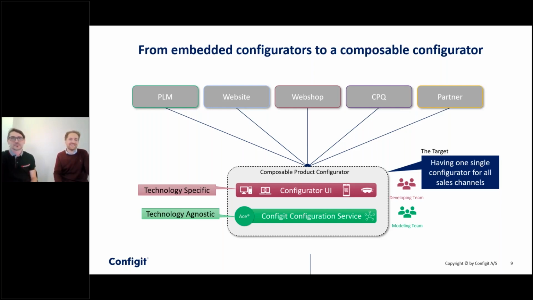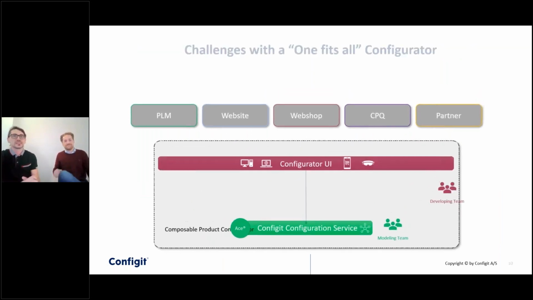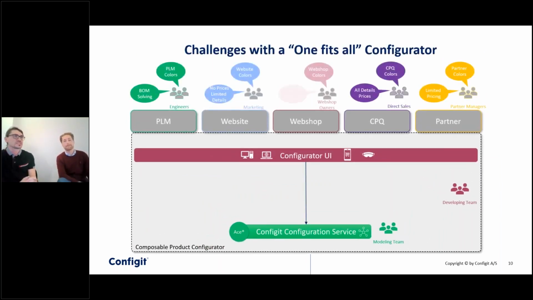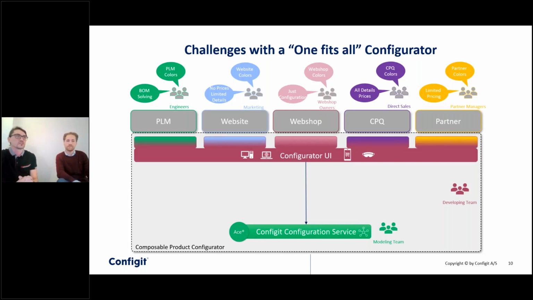So the idea of having a kind of one-fits-all configurator was nice, but we also had to recognize that every user group has different needs. So it's some simple things like different coloring in the applications, a little bit different user experience, but also some more technical things, like an engineer in a PLM system wants to see more of a BOM next to the configuration, while a salesperson in a CPQ solution wants to see prices and other information. So they also have different needs on what data they see, how much detail they see, and so on. And we had to adapt to all of that.